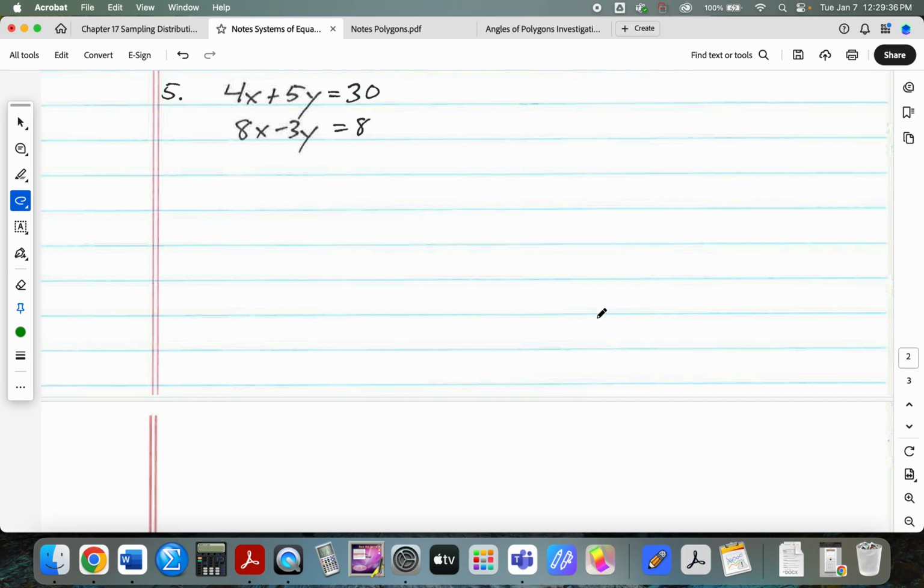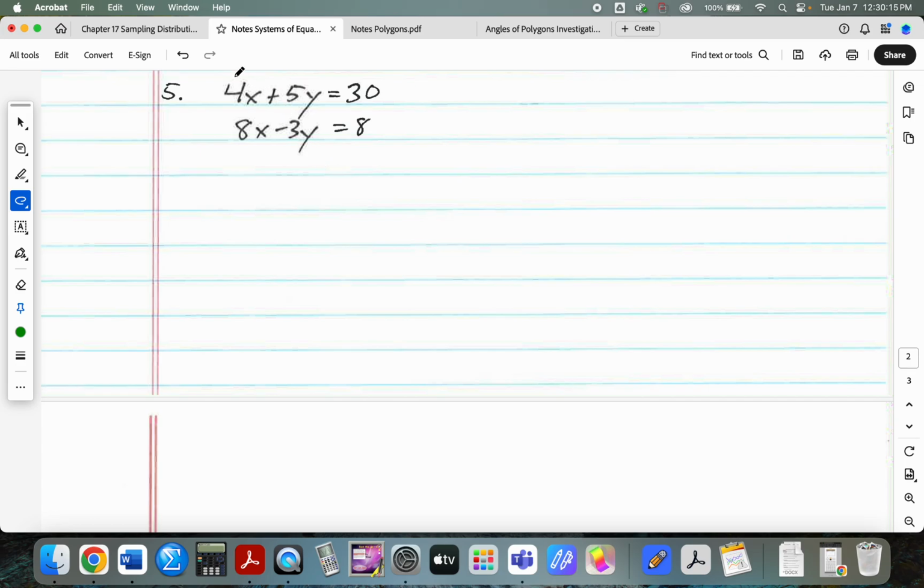Okay, now let's take a look at some where I would absolutely not, unless you, I don't know, threatened me in some way, use substitution. Why is substitution going to be so awful? Well, can I easily get x or y isolated without having fractions? No. So I'm absolutely not going to use substitution on one where I can't isolate a variable quickly and easily. But this one, it's really easy to eliminate the x, right?